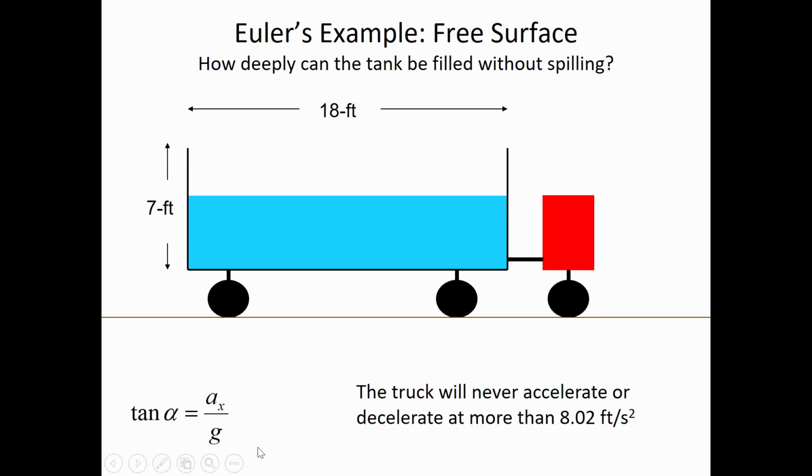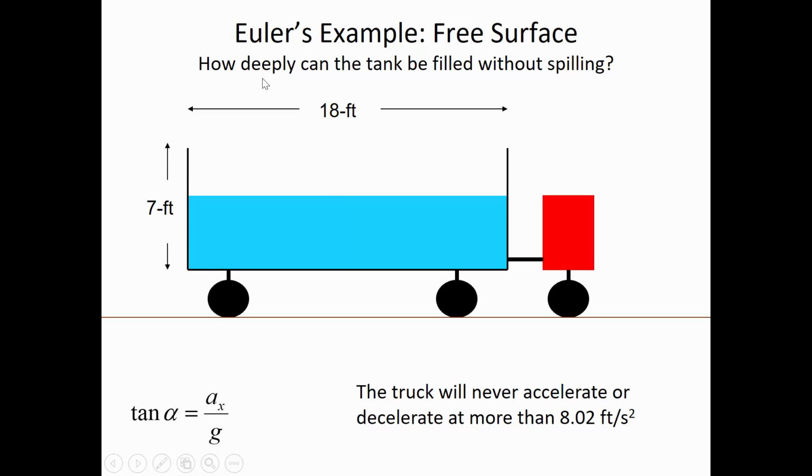And that is behind this other example that is on the back side of the in-class exercise that I gave you. Just to get a feel for how Euler's equation can be used to predict liquid level, we're going to say that this truck will never accelerate or decelerate more than 8.02 feet per second squared. This truck is 18 feet long, has a 7-foot bed height, and we want to maximize how much water goes in there, but we don't want anything to slosh out.